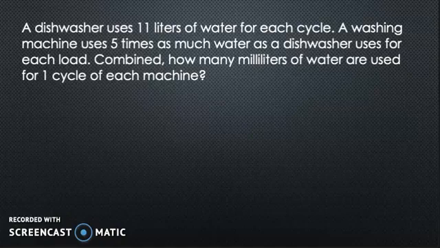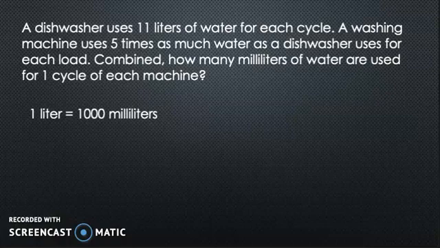Okay, so in this problem, my multiplicative comparison is liters to milliliters. 1 liter equals 1,000 milliliters. I also noticed that I have to find the milliliters of water that is used in one cycle for each machine. That means the total for the dishwasher and the washing machine.